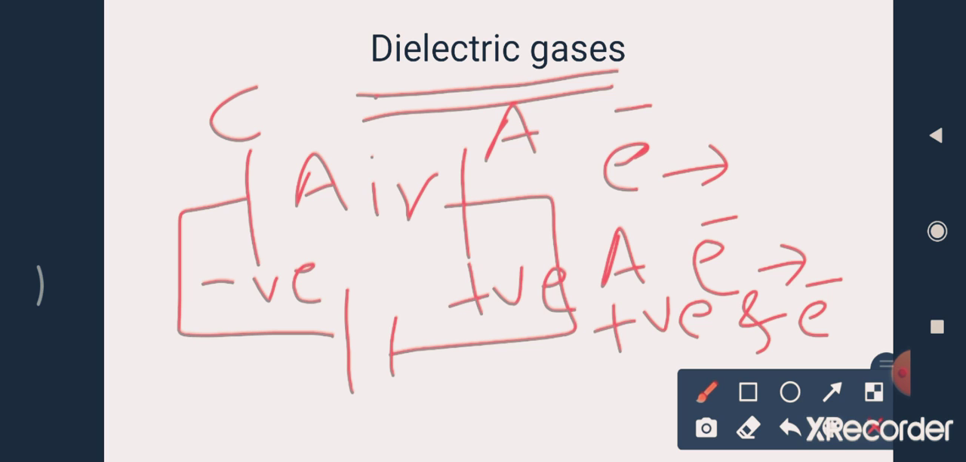So in this case, positive ions start attracting towards the cathode plate and electrons start attracting towards the anode plate. It is similar to how like charges repel each other and opposite charges attract each other. This process will generate more electrons, and these electrons are responsible for breakdown in gas material.